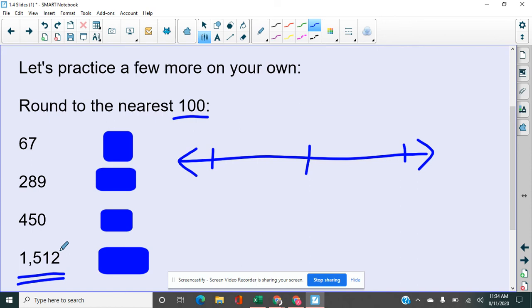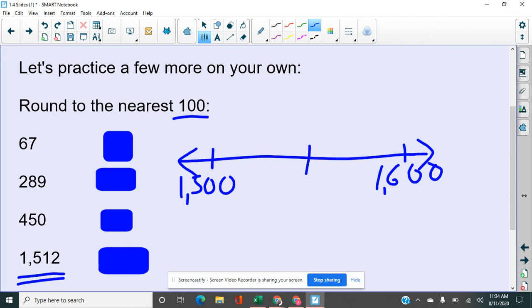1,100, 1,200, 1,300, 1,400, 1,500, 1,600. So I heard my numbers, right? This number that I have here is more than 1,500. I know this one's a little harder. And less than 1,600.